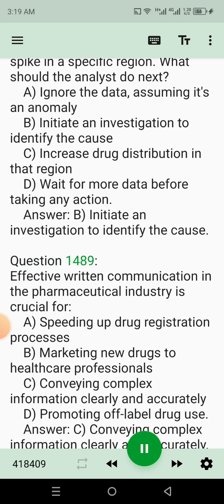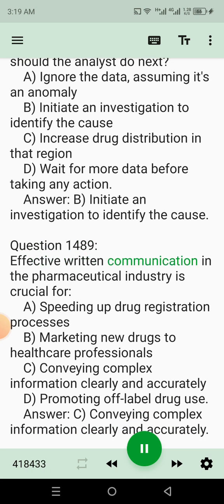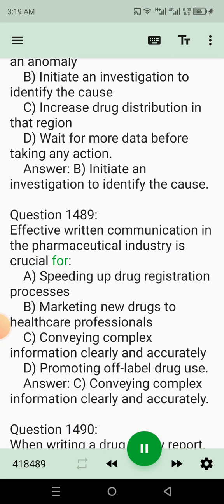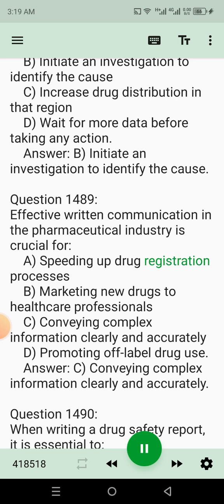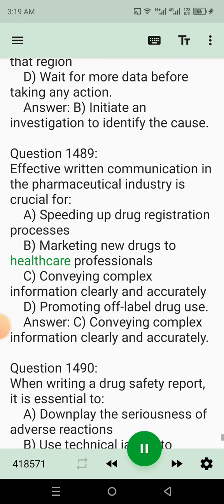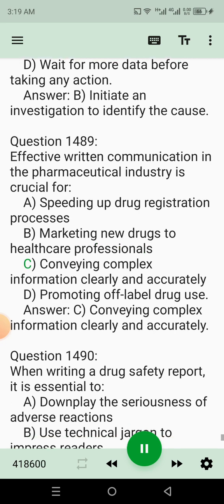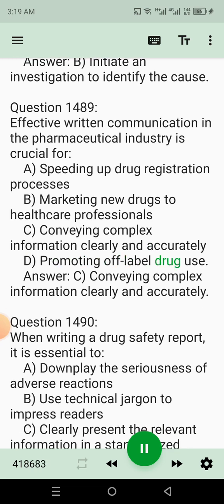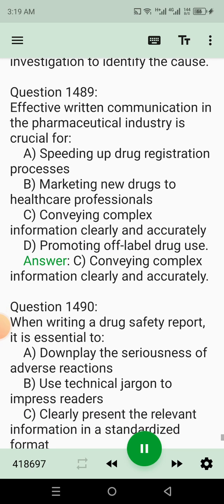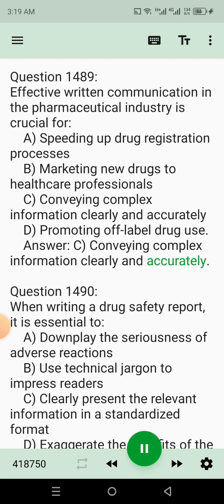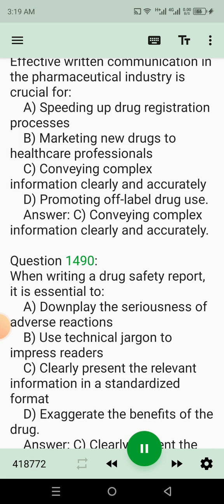Question 1489. Effective written communication in the pharmaceutical industry is crucial for: A. Speeding up drug registration processes. B. Marketing new drugs to healthcare professionals. C. Conveying complex information clearly and accurately. D. Promoting off-label drug use. Answer. C. Conveying complex information clearly and accurately. Question 1490.